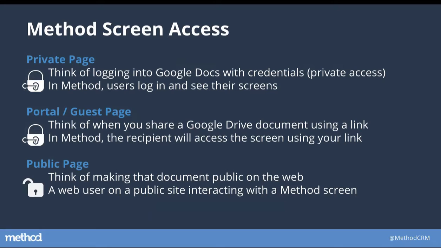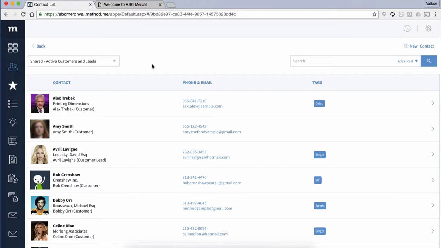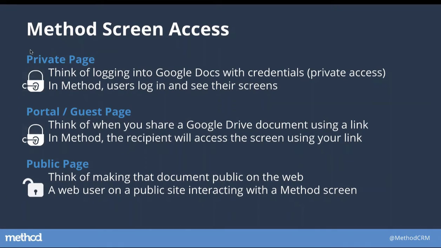When we think about using Method, there are really three types of ways somebody can access Method screens. When we're talking about Method screens, we're talking about the screens that the users are interacting with. For example, if I switch into the product here on my sample account, looking at my dashboard for the Method account, I can go over to contacts and look at the contacts list and all my wonderful contacts. These are the Method screens, right? In this example, I am logged in as a user to the account. When I'm logging in, I put in my user ID or email and my password, and I'm logging in as a licensed user, somebody who is paying to be able to log into this account. So these are what we would consider private pages.